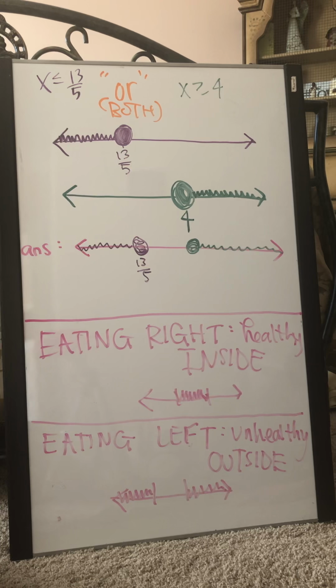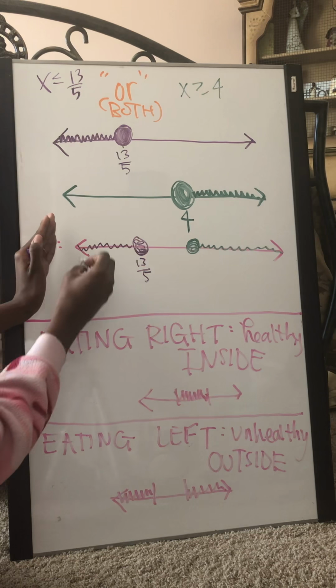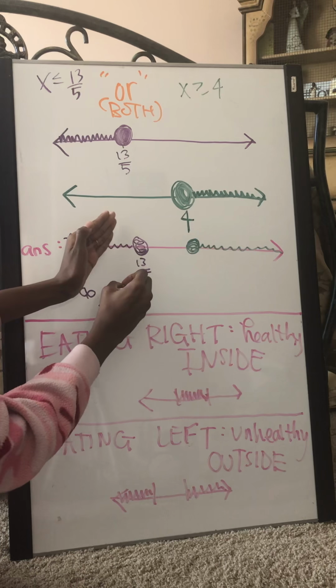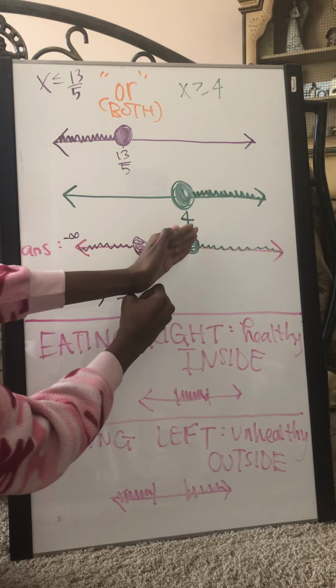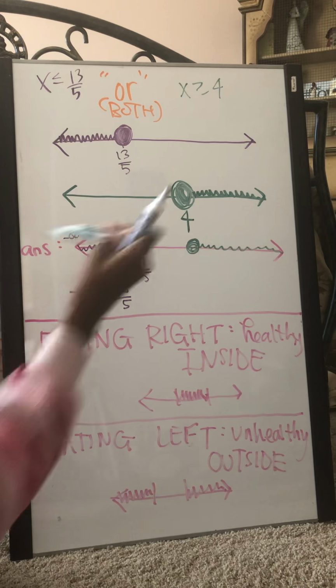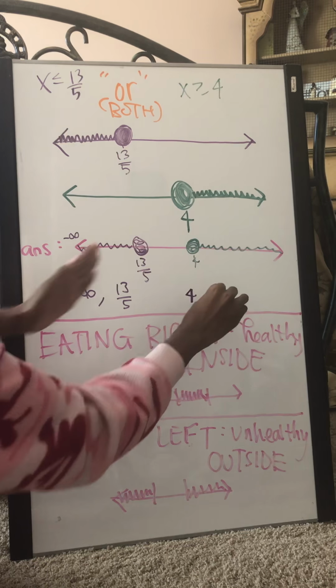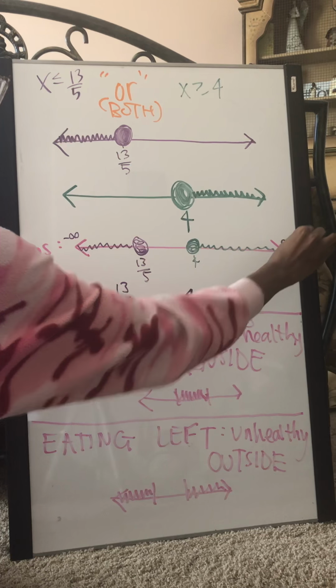And then if we're writing this as a solution set in interval notation, you go from left to right. So that's going to start at negative infinity, go all the way to 13 over 5, then pick back up at 4, and then go all the way to infinity.